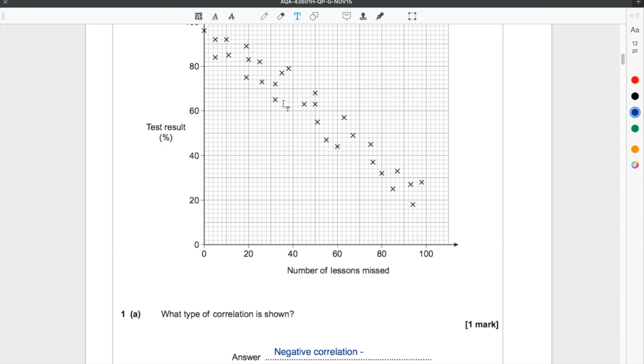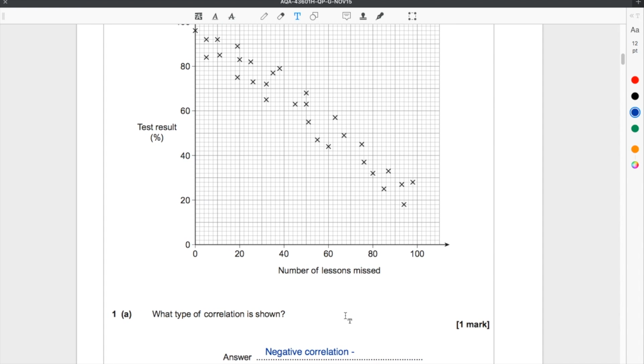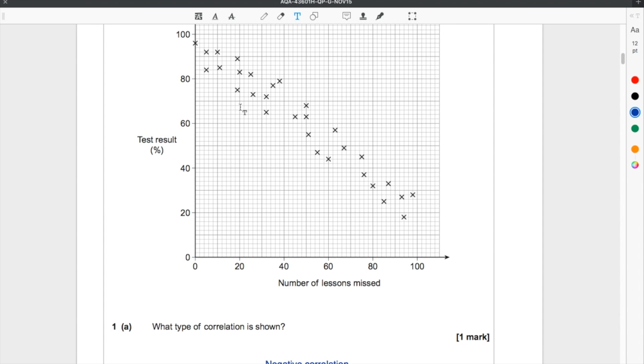If it's positive, then the gradient of the graph will be positive. However, this is a negative slope, so we're looking at a negative correlation. It goes downwards, okay? A negative gradient. We could also add that it's a strong negative correlation, but we can just leave it as negative correlation here, okay?